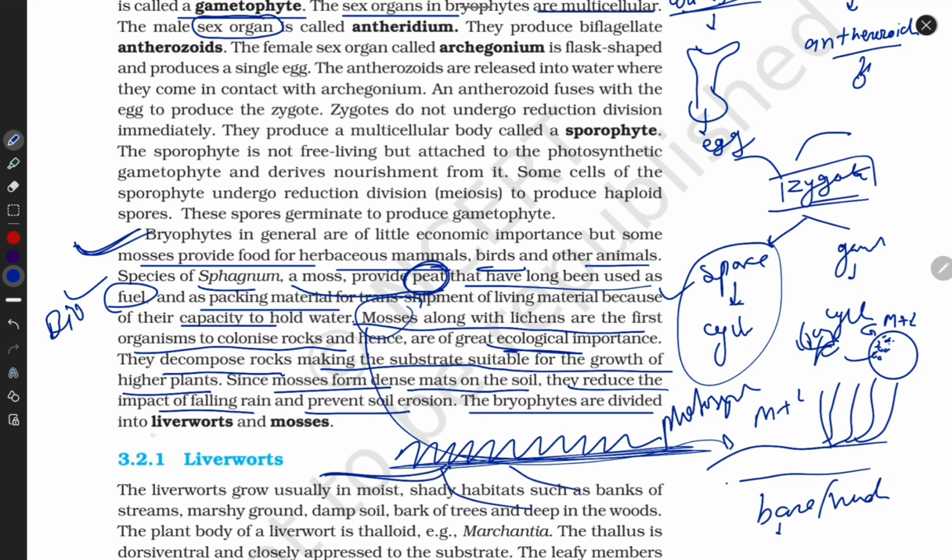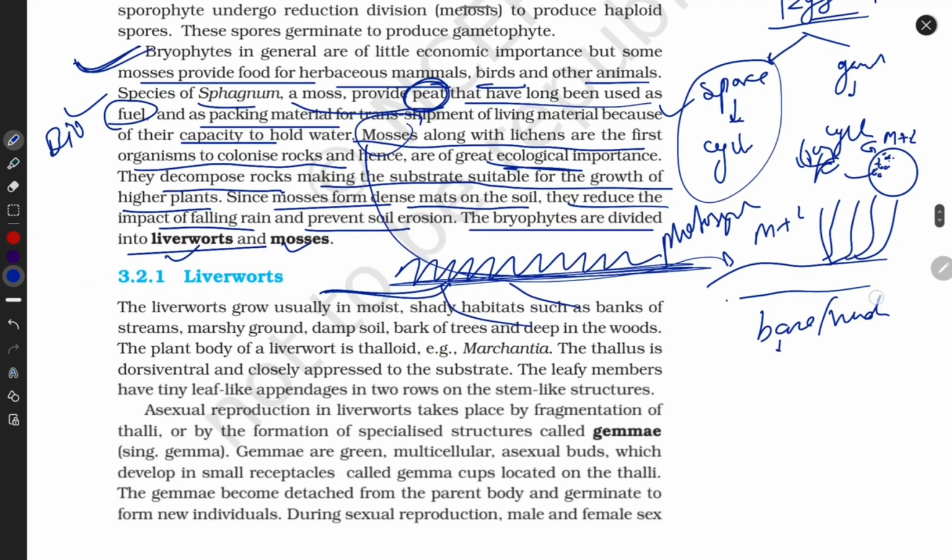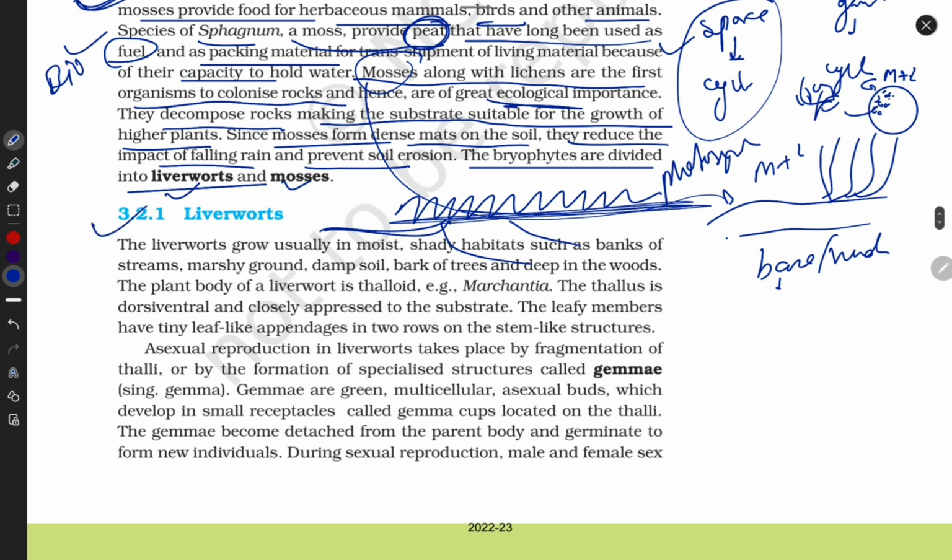The bryophytes are divided into two parts, liverworts and mosses. But we will discuss liverworts and mosses in our next video. We will start with liverworts in the next video.